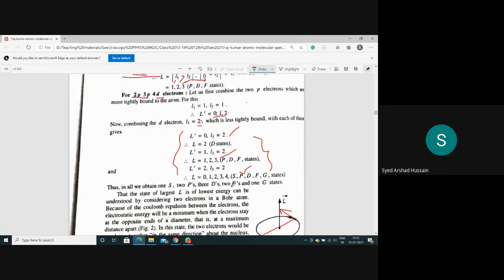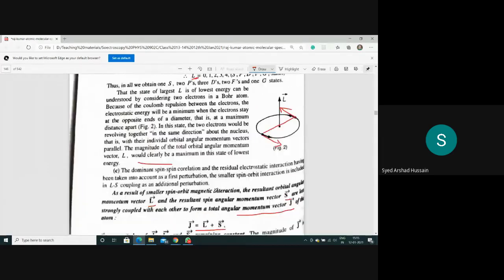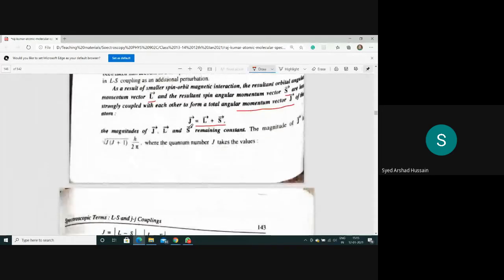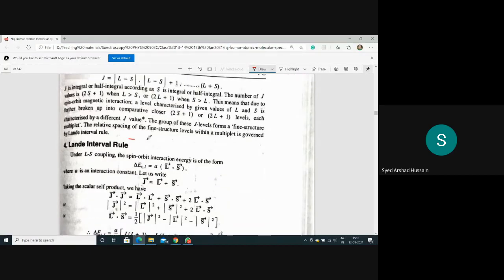So each and every L value will interact with each and every S value. So you will have several J values, where the magnitude is root over J into J plus 1. And on calculation, J is equal to L plus S down to L minus S. Okay, so this is your LS coupling scheme.